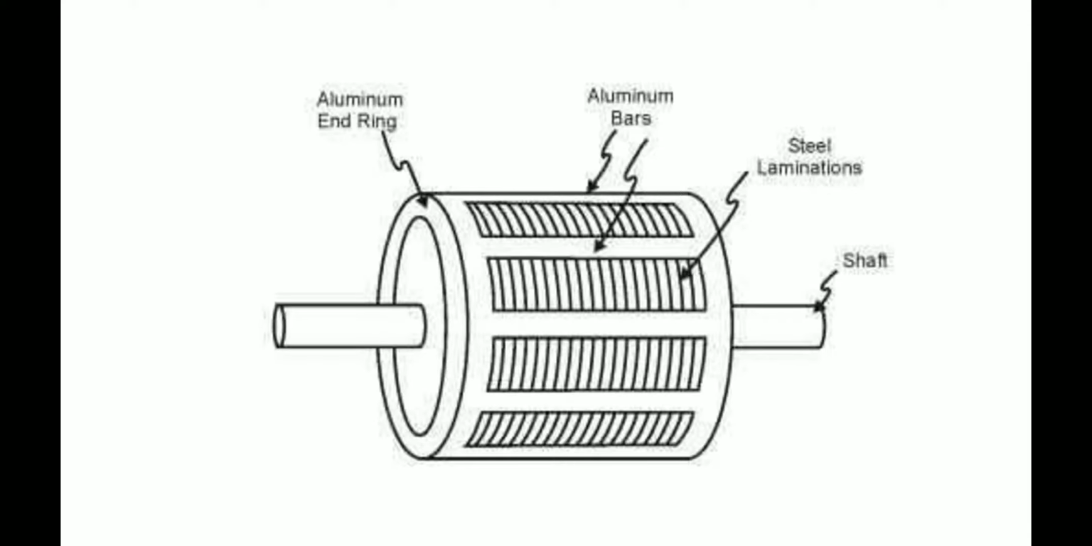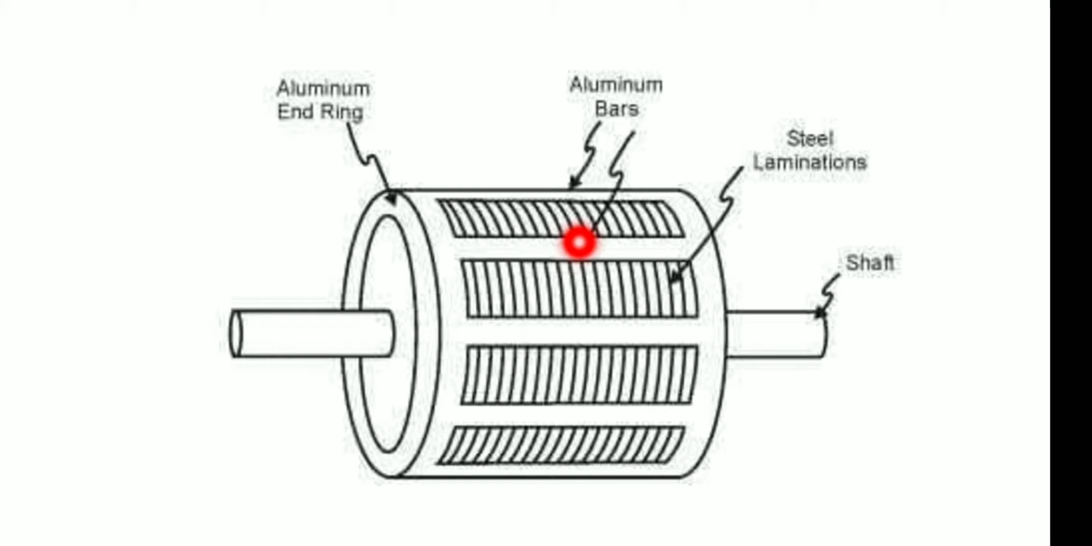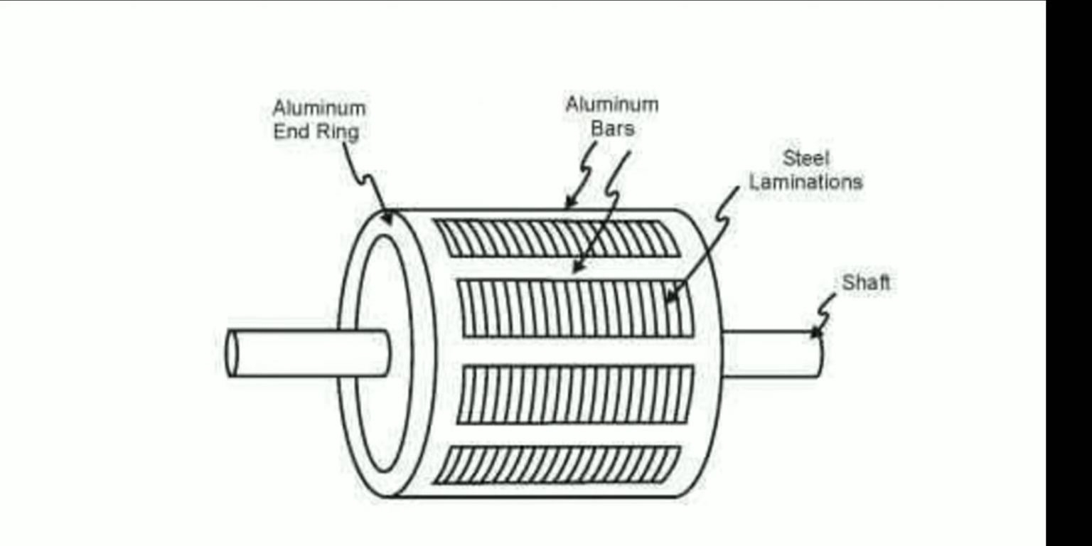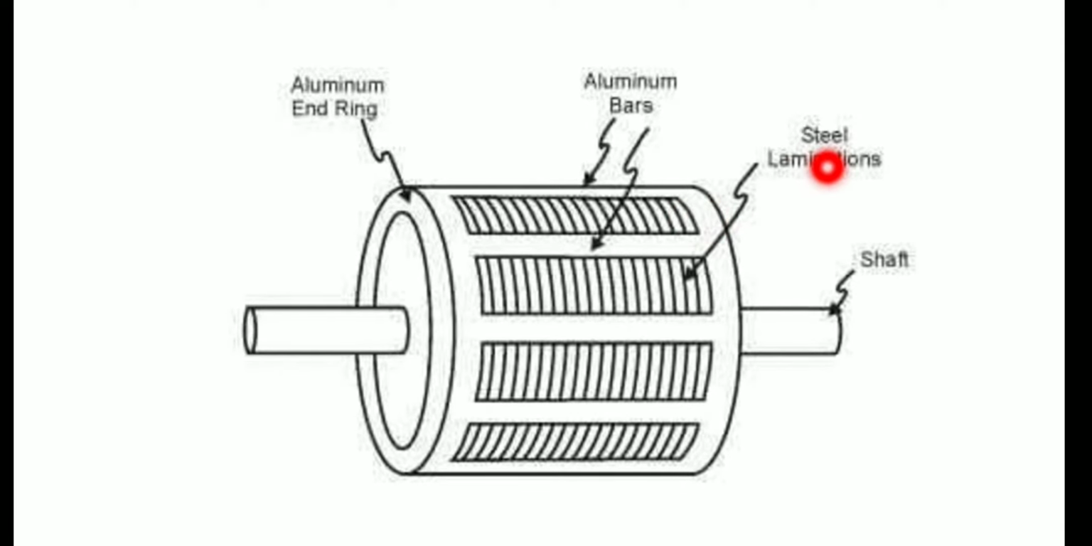Before proceeding to the derivation, let us have a glance at the squirrel cage induction motor. This squirrel cage induction motor basically consists of rotor bars. These rotor bars are short circuited. How are they short circuited? By connecting them to the end rings. The end rings and rotor bars are made of a conducting material, aluminum or copper, and are provided with steel laminations. Why have we provided laminations? In order to reduce the eddy current losses.